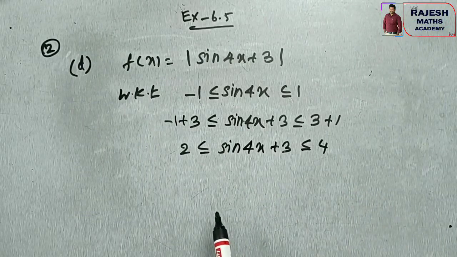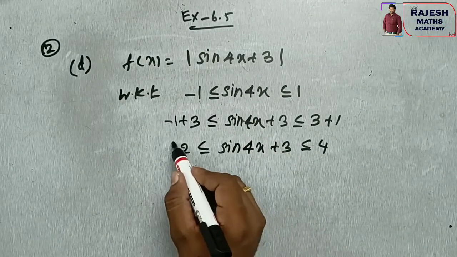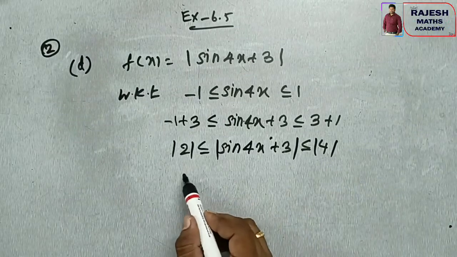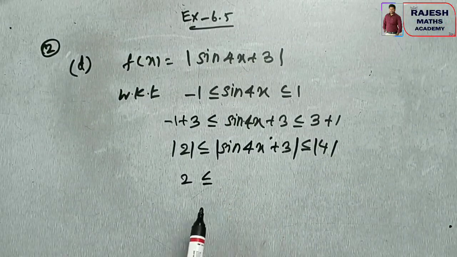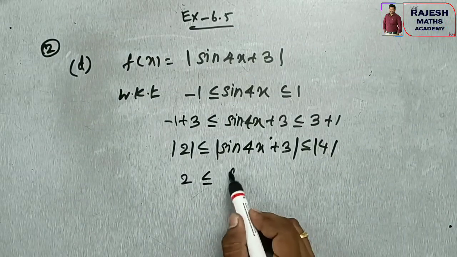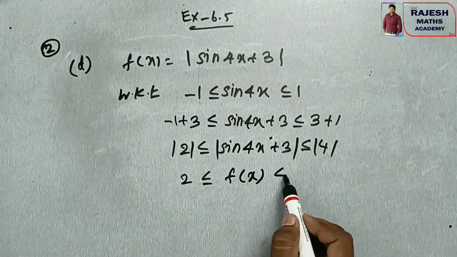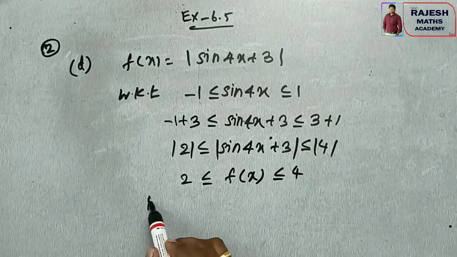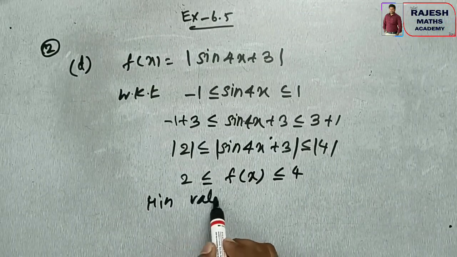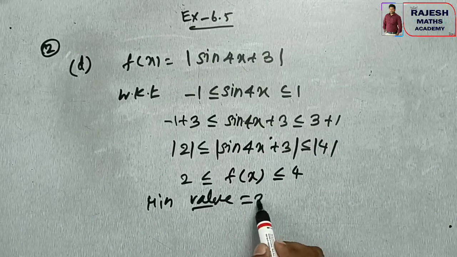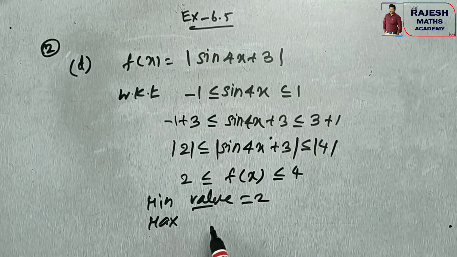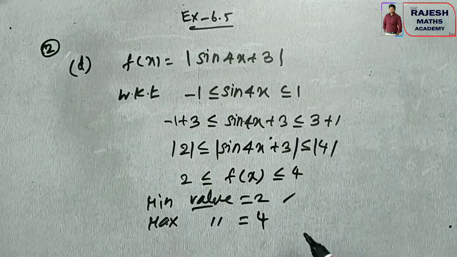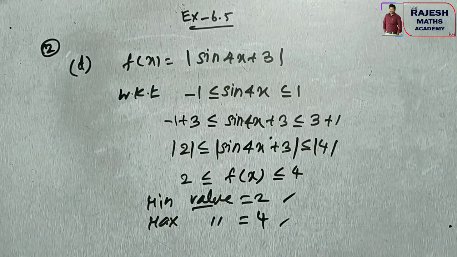Now I need the modulus symbol, so I am taking modulus. The modulus of 2 equals 2, less than or equal to this value, which is nothing but f of x, and less than or equal to the modulus of 4, which equals 4. Now what is the minimum value here? The minimum value equals 2. Similarly, the maximum value equals 4. So the minimum value of f of x is 2 and the maximum value of f of x equals 4.